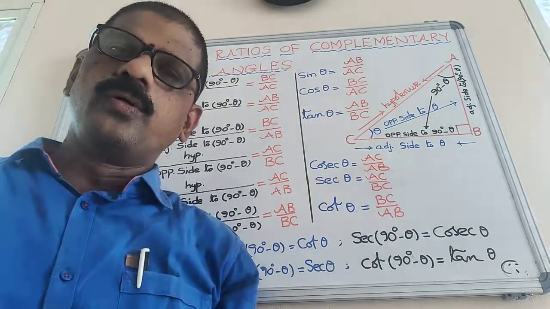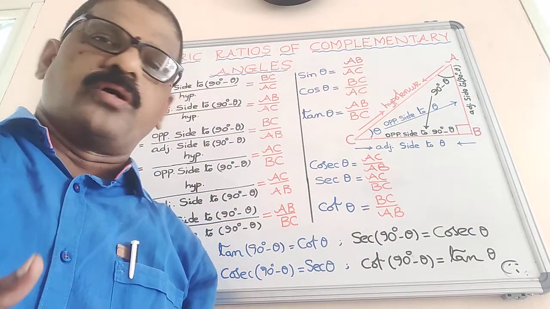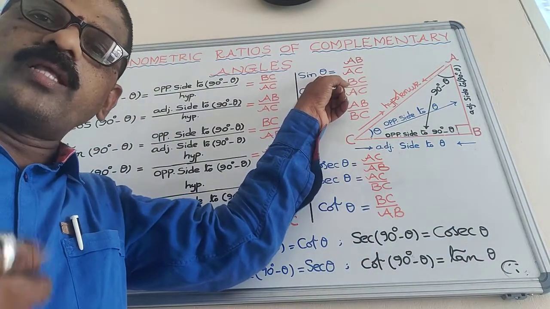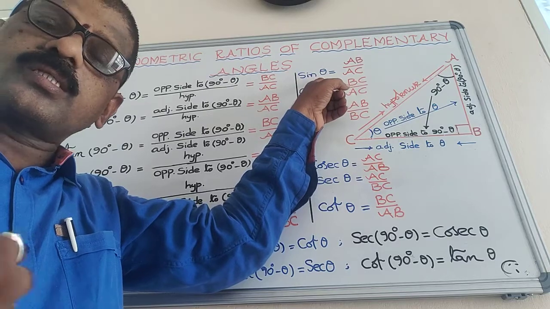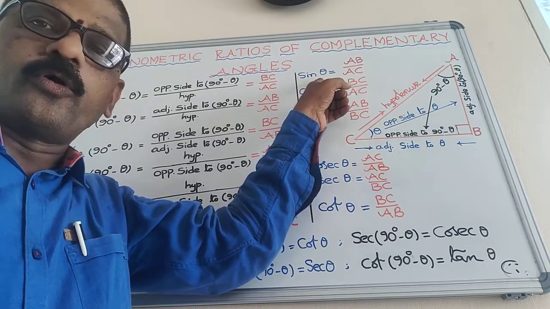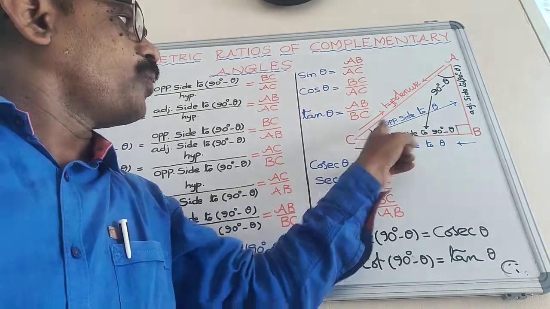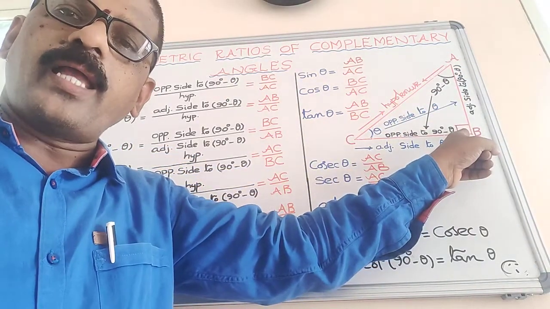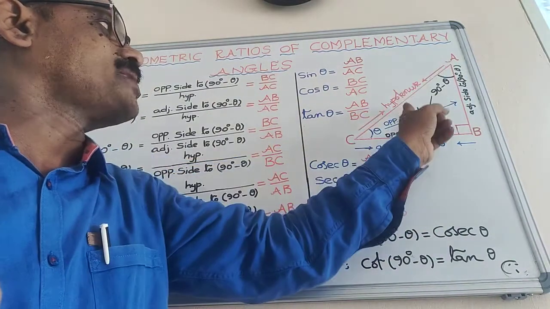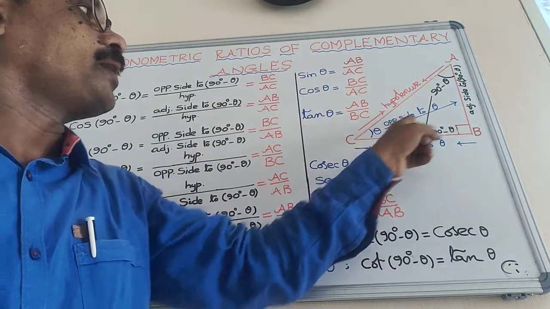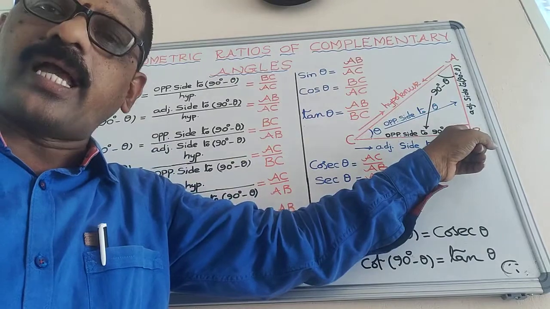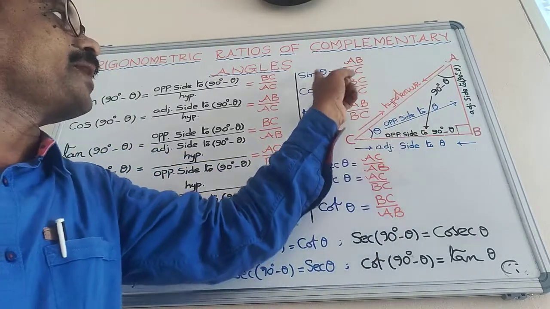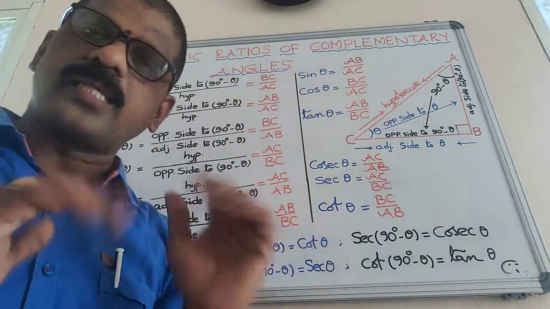Now we are going to the trigonometric ratios. So the definition of sine theta. What is called sine theta? Opposite side to theta by hypotenuse. So now the opposite side to theta is AB. Clear? By hypotenuse. Hypotenuse is AC. Now we can write sine theta equals AB by AC.